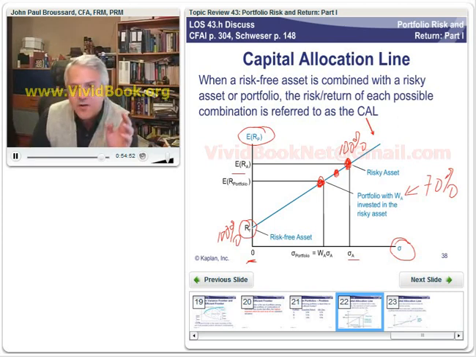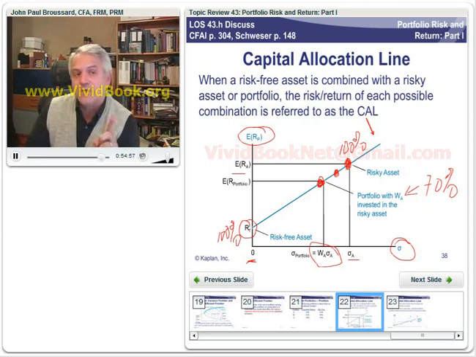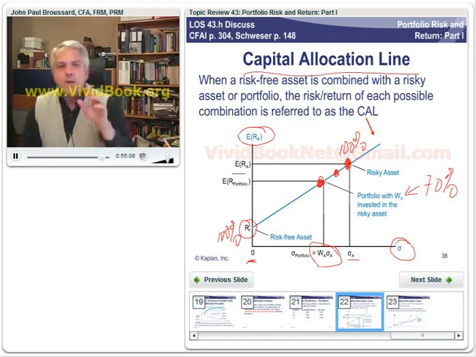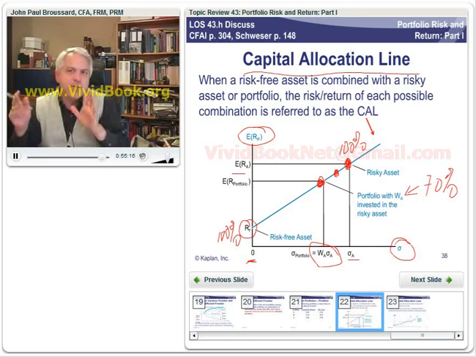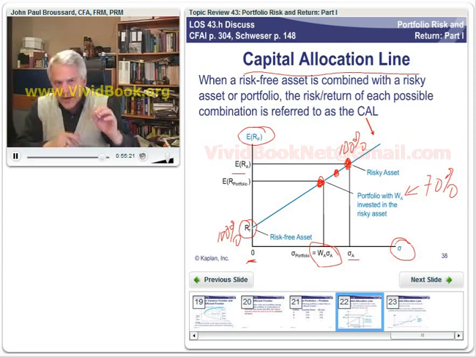So you have a linear combination in expected return and a linear combination in standard deviation. Look how simple that formula is now: the standard deviation of the portfolio is just how much you have invested in the risky portfolio times its standard deviation. This relationship is what we call the capital allocation line. When we combine a risk-free asset with a risky asset or portfolio, that risk-return combination is referred to as the capital allocation line. The expected return is a weighted combination of the expected returns of the risk-free and the risky, but the standard deviation of the portfolio is just how much we have invested in the risky portfolio.